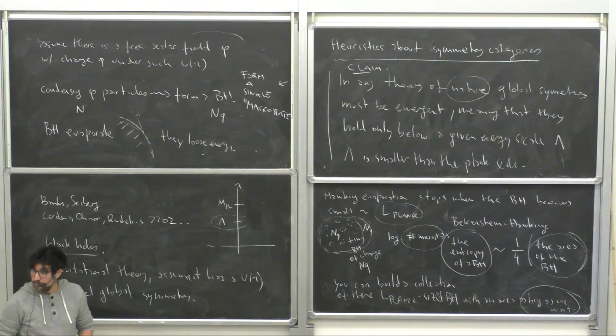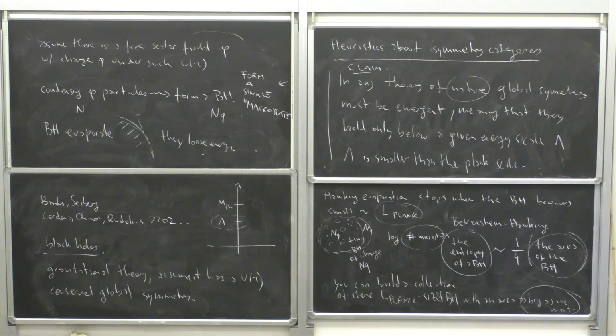So there could be another way out, right? Because then the black holes are replaced, not necessarily. So there is another loophole.